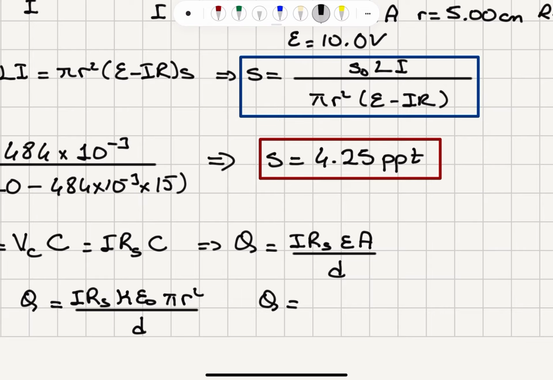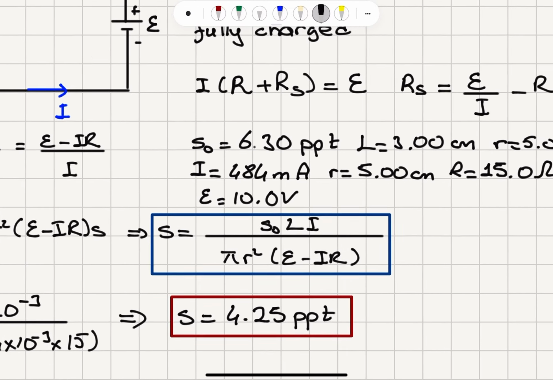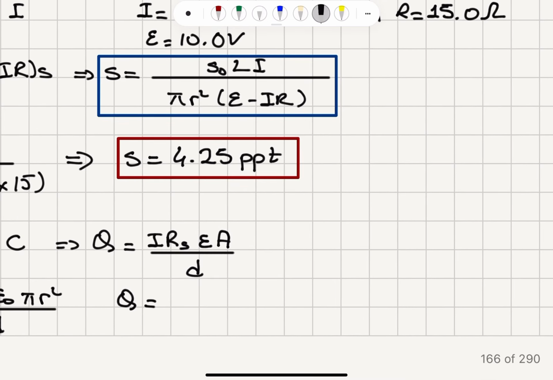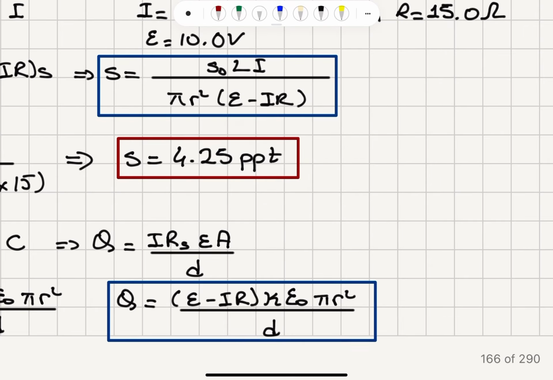IRs is actually equal to epsilon minus IR. So you can see that here, epsilon minus IR is IRs. So I will substitute that for IRs, epsilon minus IR, times kappa, dielectric constant, times permittivity of free space, pi r squared, divided by the distance between the plates, d. So this is the charge stored on this capacitor.